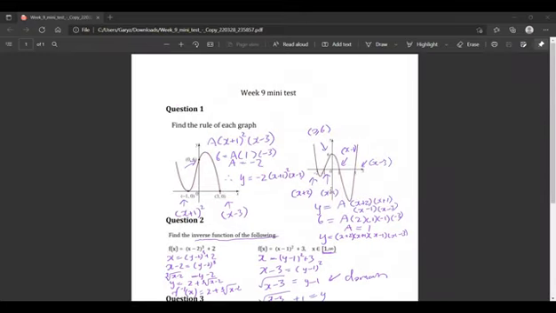So first part, we have to find the rule of each graph. By noticing that at x equals -1, the graph has a turning point and an intercept, that's why we know that the graph will contain a bracket of x plus 1 squared. If you're not familiar with this concept, it's basically that when a graph has an intercept and a turning point, let's say this point is a, then it must be x plus a squared, or to the power of 4, etc.